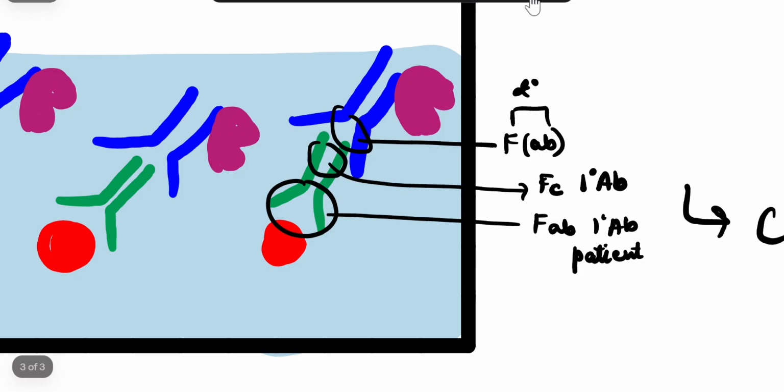Because it is enzyme linked, we add the enzyme here, here, and here. As soon as we add the substrate to the enzyme, the color will be formed, and then we can detect the presence of the particular antibody. So here we are directly detecting the presence of antibodies in the patient's serum.